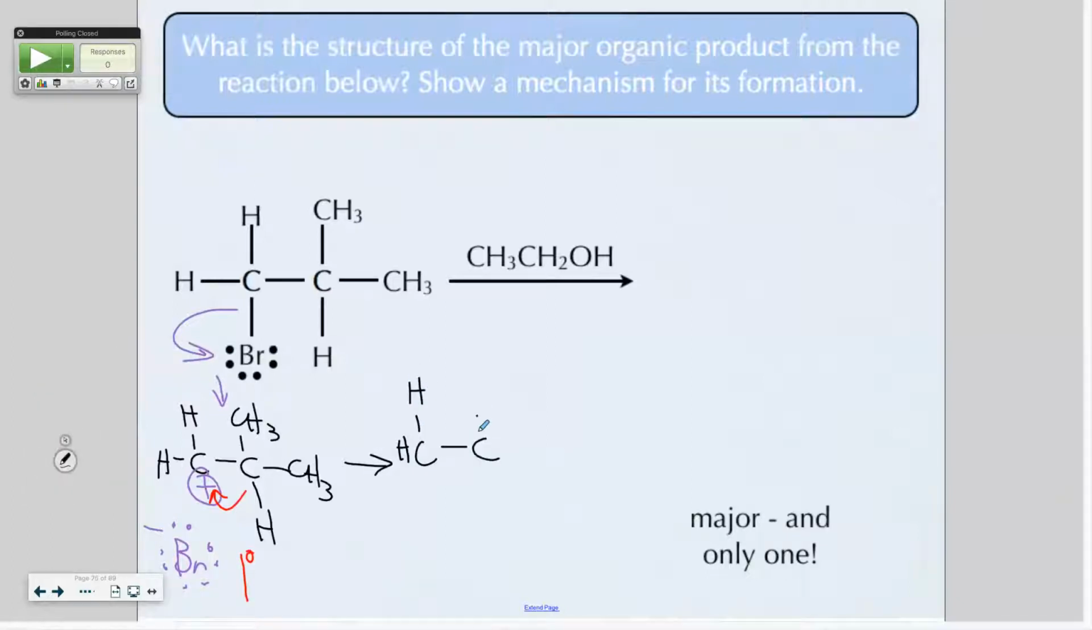I'm going to draw what didn't change. I didn't move those methyls, did I? Okay, I moved that H over here. This is what I changed. Okay, what happened to the carbon the H was on? It becomes positive. Are you positive? Okay, then what happens?